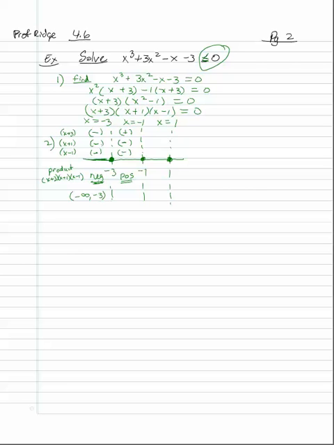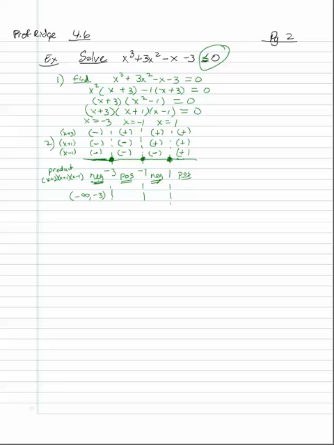Then the next interval, say 0. So x plus 3 is positive. 0 plus 1 is positive. 0 minus 1 is negative. Positive times a negative is negative. And then the last interval, let's pick something over there, 2. 2 plus 3 is 5, that's positive. 2 plus 1 is positive. 2 minus 1 is positive. The product, positive times a positive times a positive, is positive.